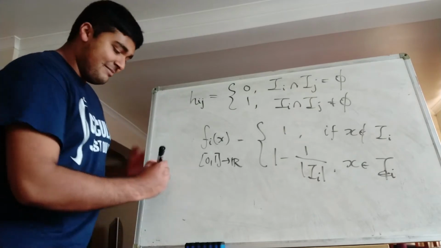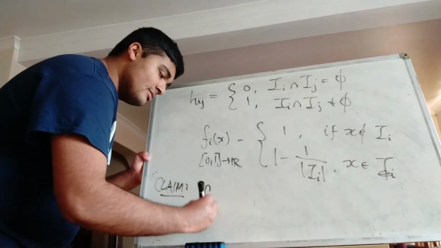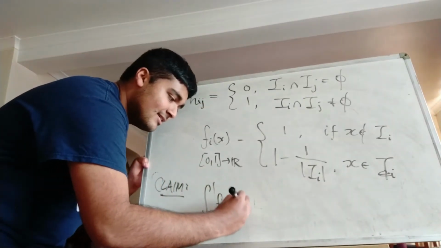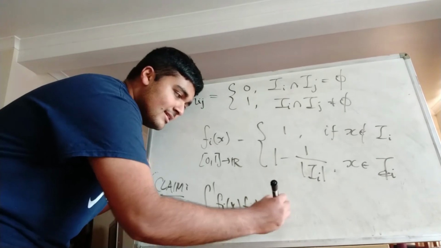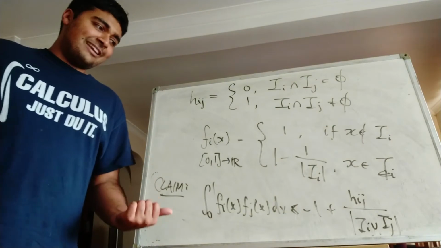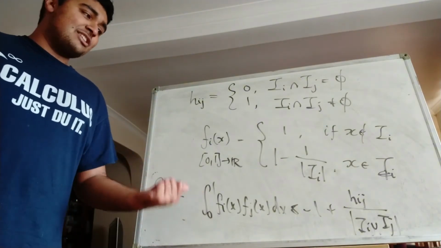Now I'm going to make a claim: the integral from 0 to 1 of f_i of x times f_j of x dx is less than or equal to minus 1 plus h_ij, all over the length of I_i union I_j. So this is my claim, and it seems to be kind of plucked out of nowhere, but we'll see why it's important in just a second.